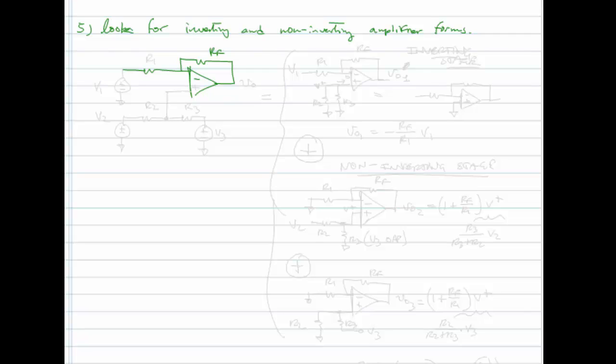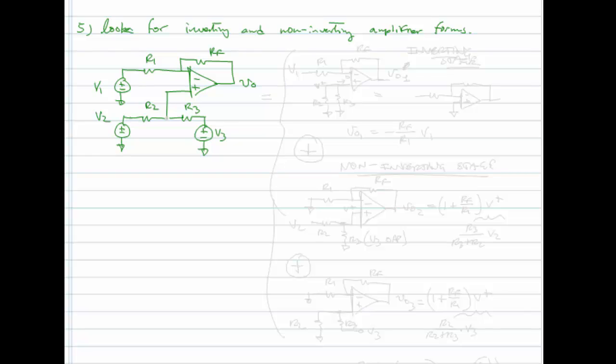RF and R1 with an input V1, and then we had, let's see, we had R2, V2, and V3 and R3, and we want to solve for V out.